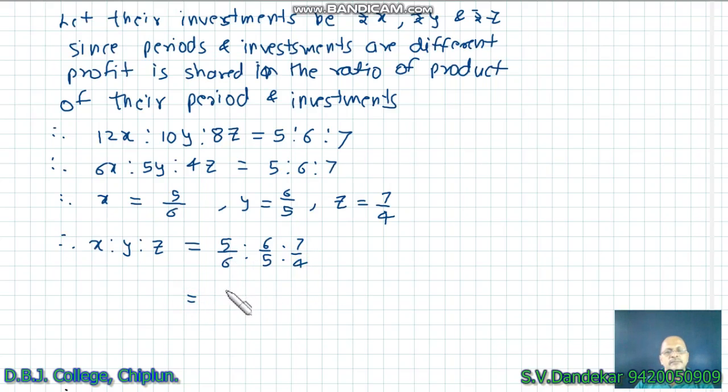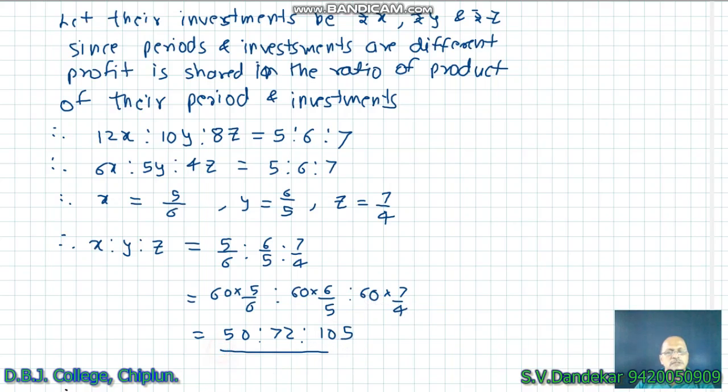LCM is 60. So multiplying both sides by 60 into 5 by 6 is to 60 into 6 by 5 is to 60 into 7 by 4 equal to 50 is to 72 is to 105. This is the ratio of their investments.